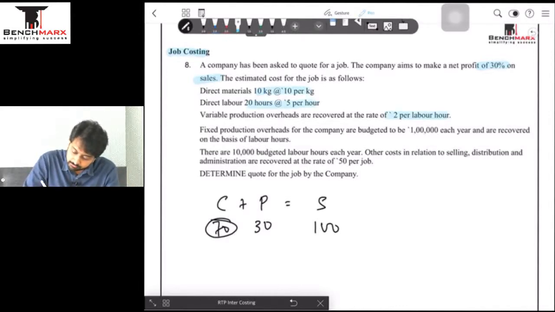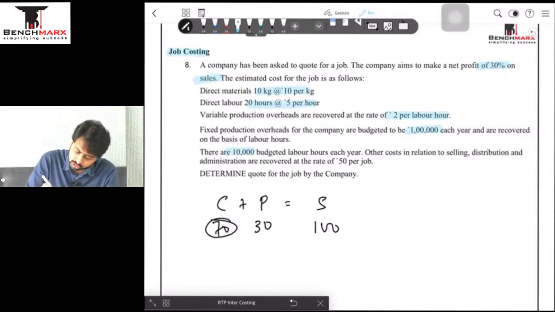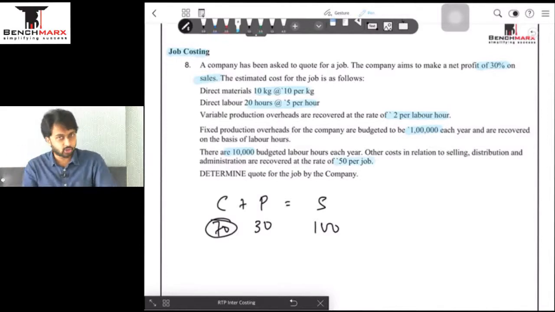Overheads of the company are 1 lakh budgeted each year, but are we doing annual profits? No, we are doing job costing. So I should divide 1 lakh with the annual number of hours, which is I think 10,000. We'll get the absorption rate and use the absorption rate on the jobs hours to get the jobs overheads content. Then these are 10,000 hours. Job के other S&D cost is equal to 50 per job. So simply add 50 and I'll get the cost. Once I get the cost, that cost will correspond to 70. And what corresponds to 30?